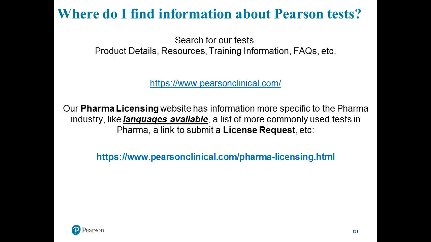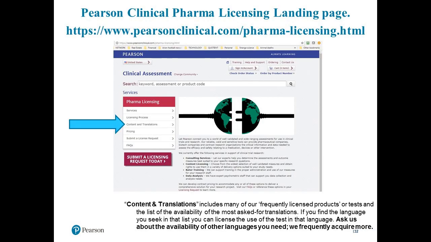Then, in terms of learning more about the pharma piece of this puzzle, we have a pharma landing page, which is pearsonclinical.com/pharma-licensing. That, as I showed you earlier, is where you can find the license request form that you can submit. But on this page is also where you're going to find languages, and I'm going to show you how you do that here in a few slides.